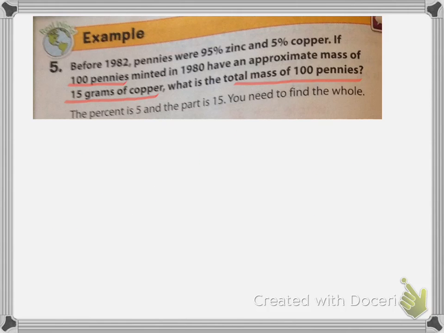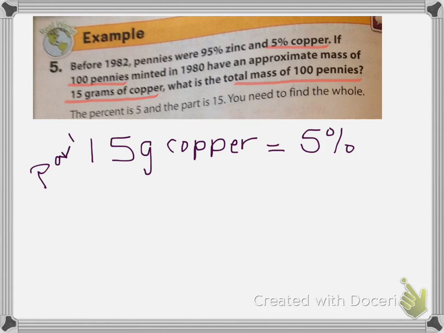The last example that's going to be on textbook page 158 is the word problem, and it says, before 1982, pennies were 95% zinc and 5% copper. If 100 pennies minted in 1980 had an approximate mass of 15 grams of copper, what is the total mass of 100 pennies? So the percent that they gave you, they said 15 grams of copper is equal to 5%. That was the part.